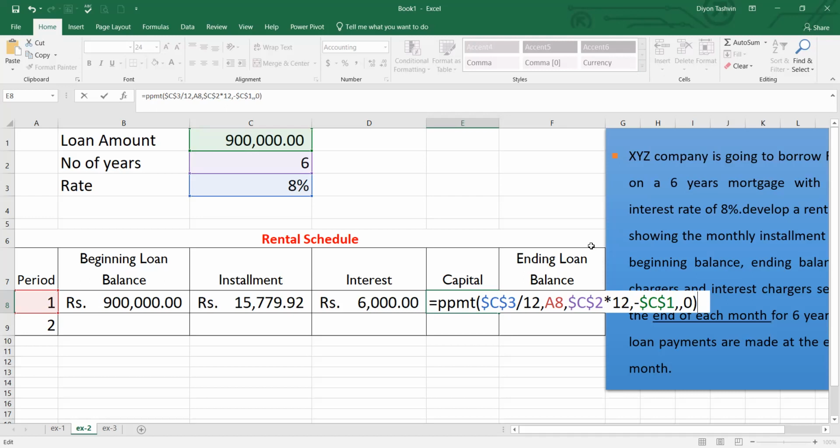Now you have to see this thing. Since interest is constant, we have fixed it. Since number of years is constant, we have fixed it. Since the present value is constant, we have fixed it. However, period, which means the current period, we haven't fixed it. We have to keep it as it is. So when the period is changing, automatically this cell will be different.